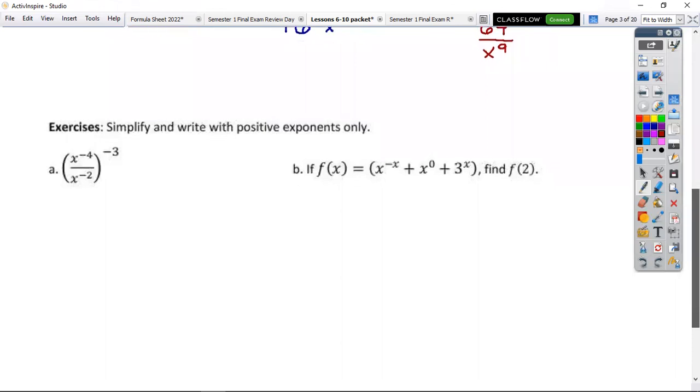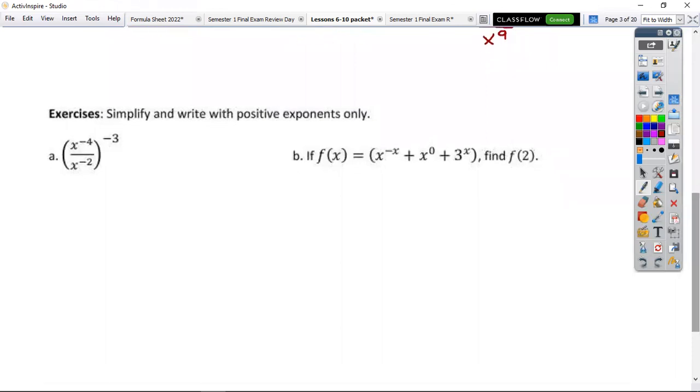All right, your last two here. So simplify and positive exponents only. So if it doesn't say that, you can leave them negative, but if it does, you have to switch. So I'm going to take my -3 and distribute this. So I would have x to the 12th and then divided by x to the 6th. You have to always go as far as possible. So is there anything we can do with the exponents? Yeah, subtract them, good. This is just x to the 6th.